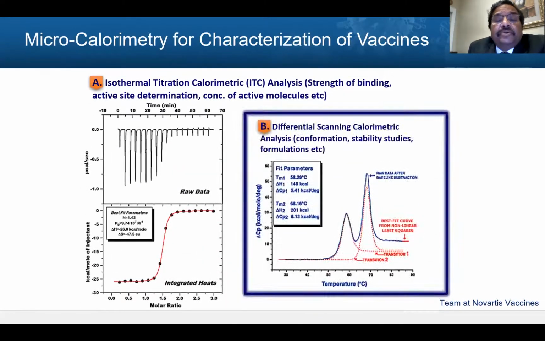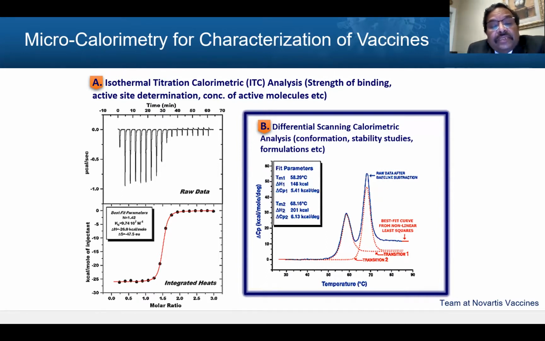Next part, I want to give you an example on the microcalorimetry and what it can be used for. There are two methods. One is the isothermal titration calorimetry, called ITC. And the other is differential scanning calorimetry, called DSC.